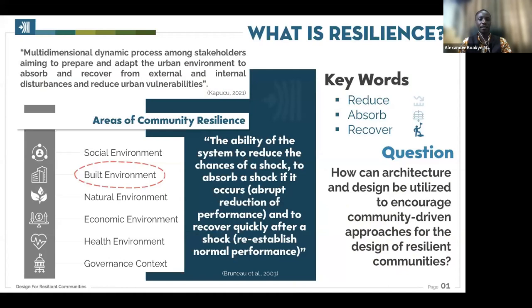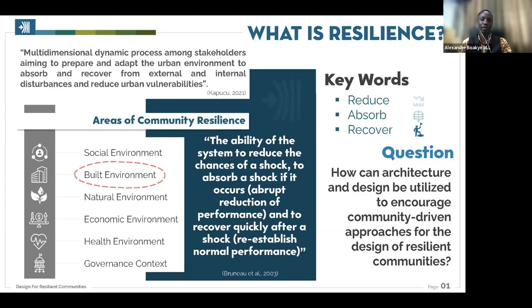In this particular case, what I really want us to look at is the various definitions that we have been given of resilience, from Kopachu and also from Brunel et al. Brunel's definition of resilience is the ability to reduce the chances of shock, to absorb the shock, and at the same time to reestablish itself. But here we want to look at it from the other side, where multi-dimensional processes among stakeholders, that's the people themselves, prepare to adapt to the environment. And this is what the issue comes to: how can we as architects and community developers use what we have to encourage a community-driven approach?